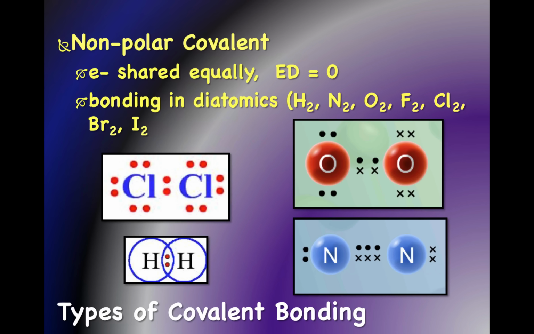The diagram of the hydrogen molecule and the chlorine molecule is also shown in this diagram. Hydrogen is a single bond, nitrogen triple, oxygen double, fluorine, chlorine, bromine, and iodine all have single covalent bonds.